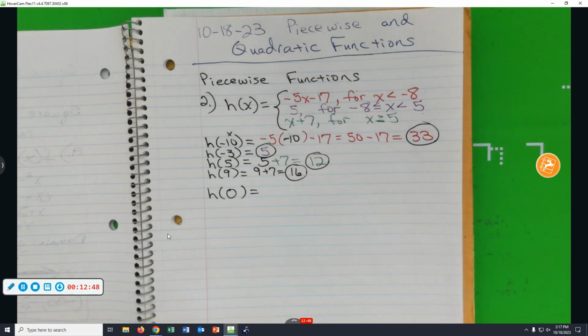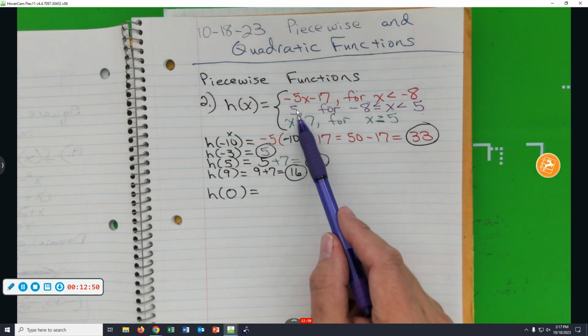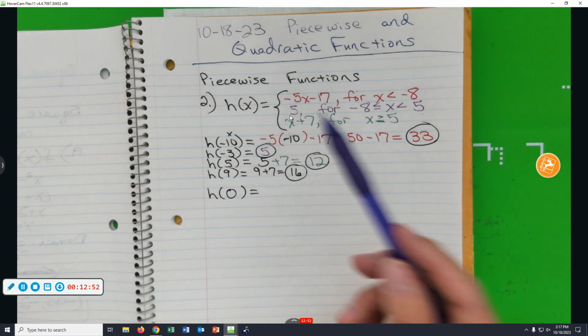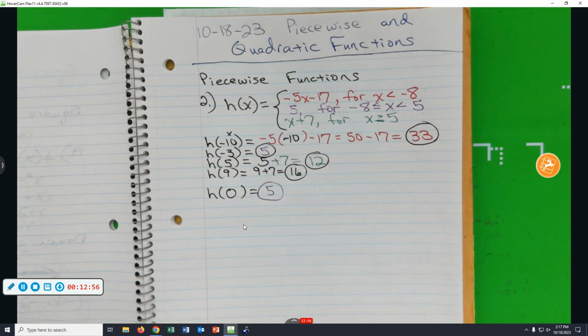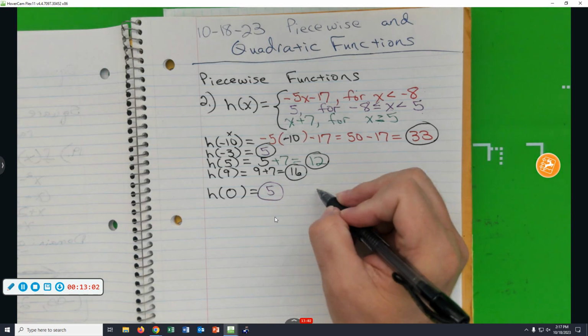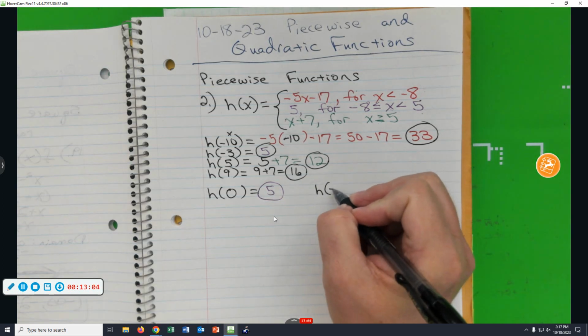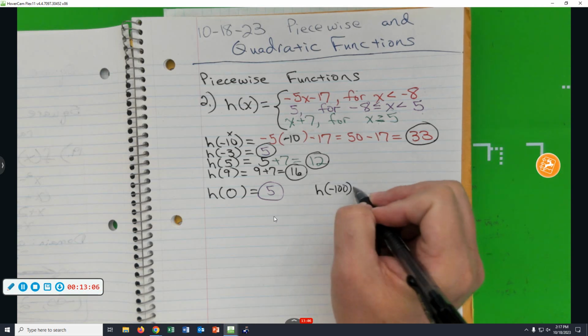So we come over here, it's that constant piece. There's no variable to plug in. The y value is just a 5. What about h of -100? H of -100.